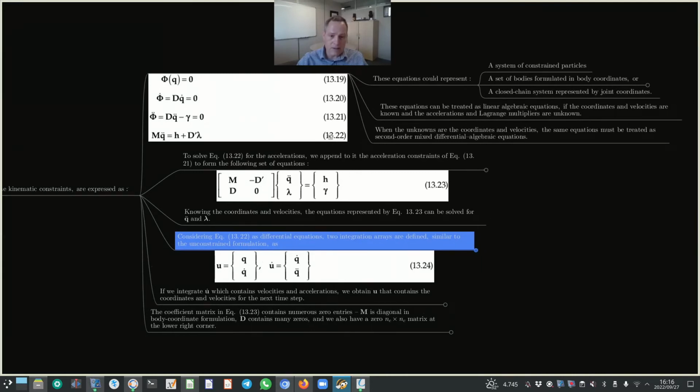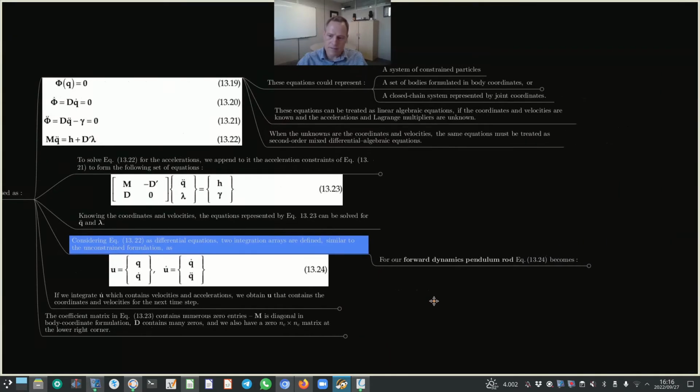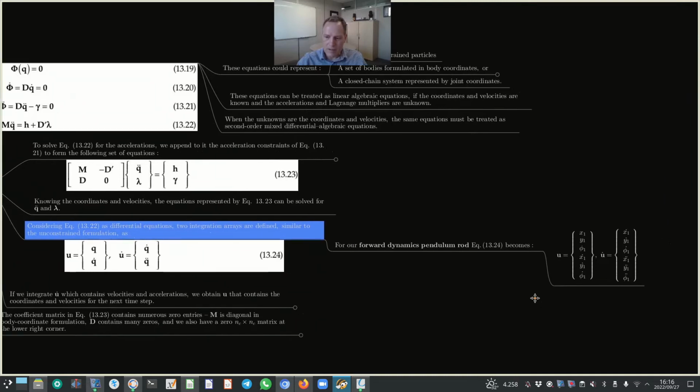Considering equation 1322 as differential equations, two integration arrays are defined similar to the unconstrained formulation. Okay, so this is something we did speak about earlier. And just for completeness sake, very trivial, for our forward dynamics pendulum rod, equation 1324 becomes x1, y1, phi 1, x1 dot, y1 dot, phi 1 dot, and u dot becomes x1 dot, y1 dot, phi 1 dot, x1 double dot, y1 double dot, phi 1 double dot. Okay, very trivial.